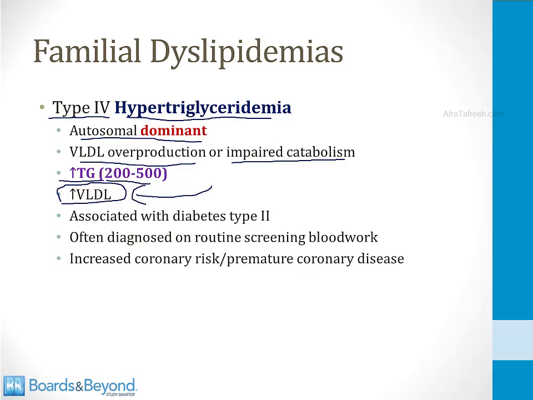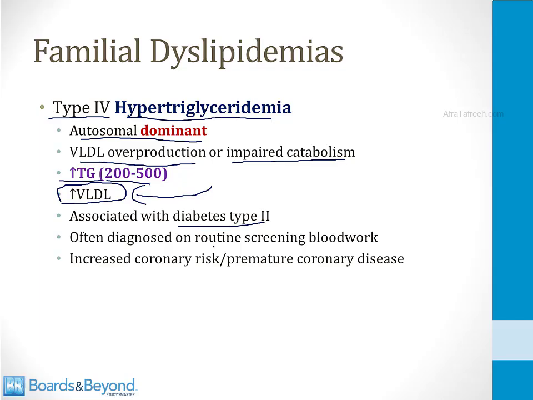usually in the 200 to 500 range. This is not as high as in some of the other disorders, so you usually don't see pancreatitis in a type 4 dyslipidemia. This type of dyslipidemia is associated with type 2 diabetes. Most of these patients have diabetes. Most of them are also obese.